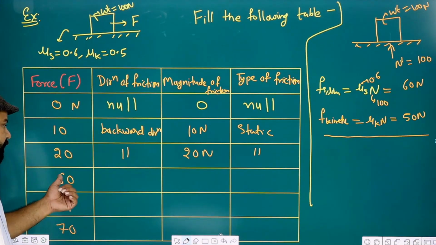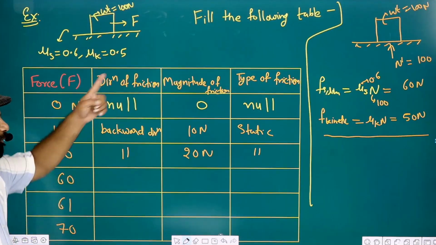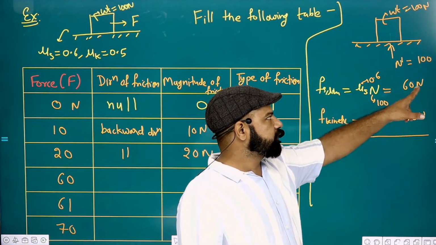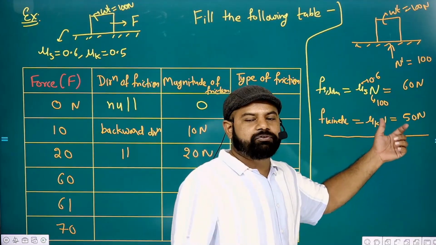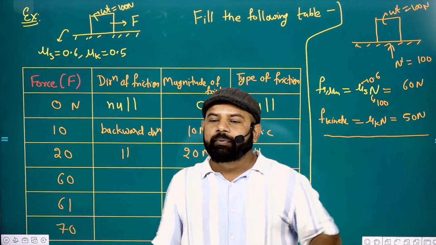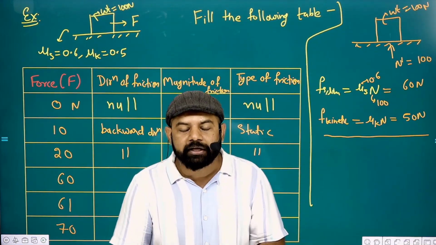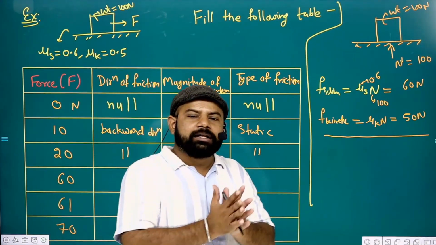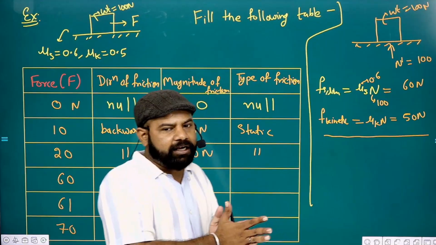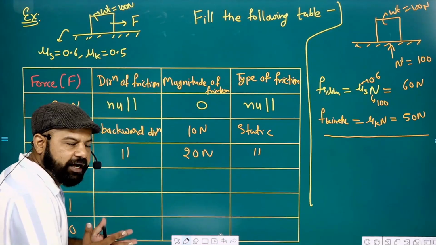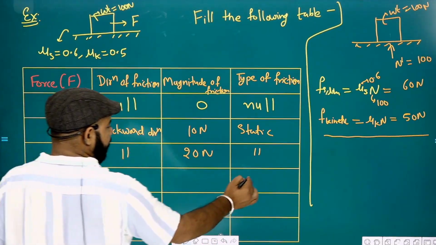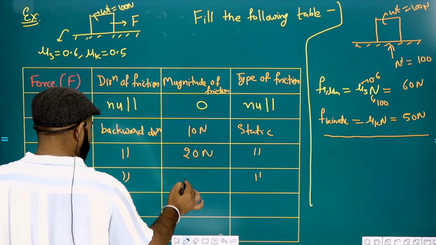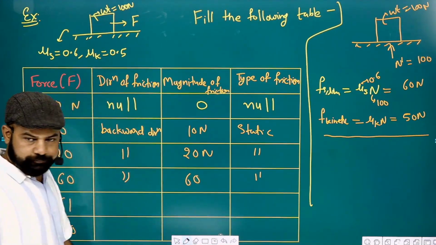Now here a force of 60 Newton is applied, right? And the maximum static friction is also 60 Newton. Kinetic is 50 Newton. So unless we apply a force greater than this 60 Newton, there will be no relative motion. And if there is no relative motion, the force of friction acting will always be static. So again it will be static, in the backward direction, and equal to 60 Newton.